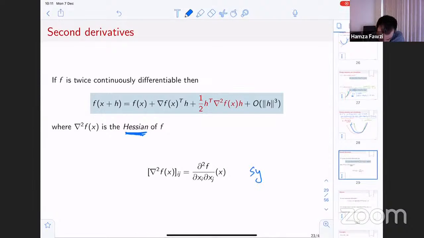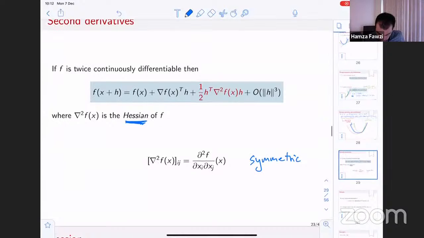It has the second derivatives of f with respect to different directions. So the ij entry of the Hessian is d2f over dxi dxj. You can show that this is a symmetric matrix when f is C2. And the quadratic term that we have here in the Taylor expansion is h transpose the Hessian of f of x times h.